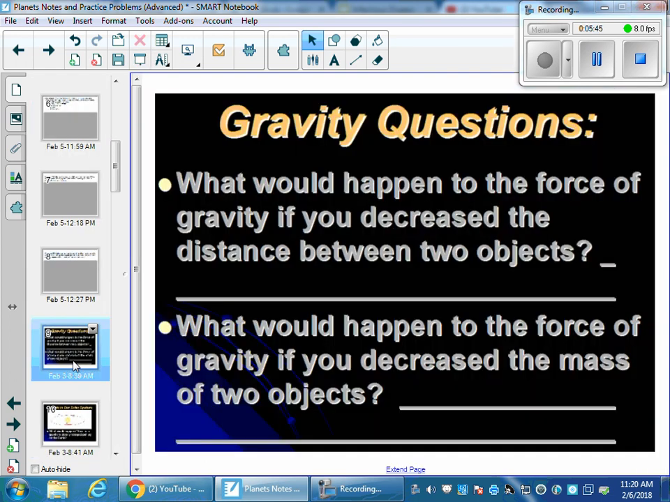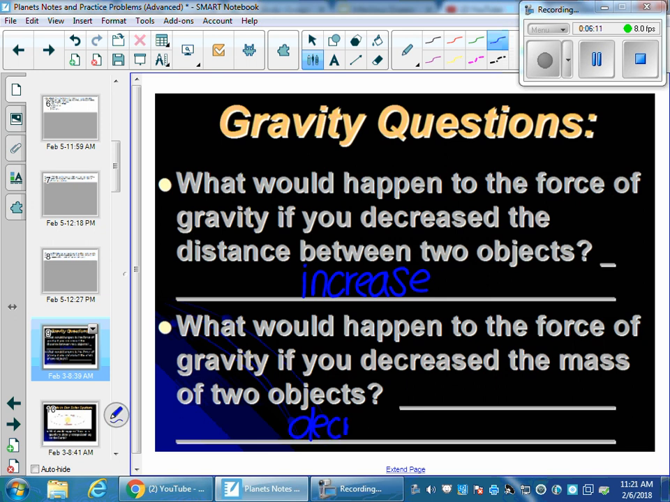All right. So other things we need to know about gravity is more big picture. So if we had decreased the distance between two objects and we made them closer together, what would happen to gravity? Well, it's actually going to increase or get larger. If two things are closer, they have a larger gravitational force between them. The second question, what would happen to the force of gravity if you decrease the mass? If things are less massive, the gravitational force would decrease between them. There would be less of a force there.